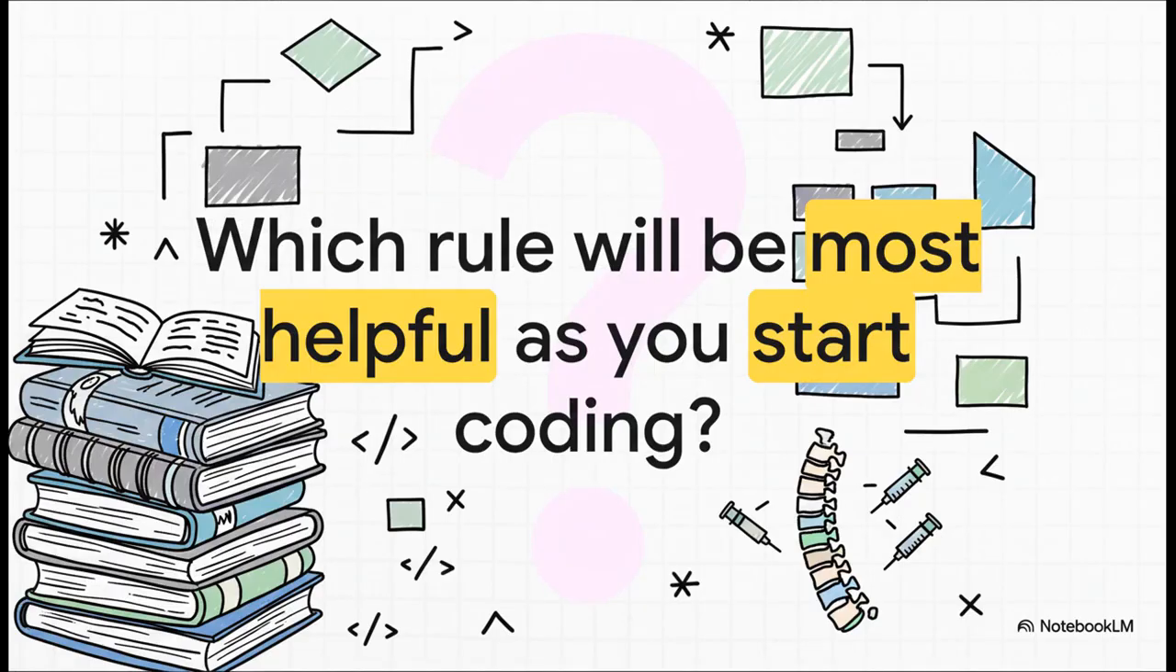So now you've got the toolkit, and I want you to think about this. As you start practicing and looking at coding scenarios, which one of these rules is going to be your go-to? Which one just had that aha moment for you and cleared up the biggest confusion? Seriously, having this framework is going to make you a sharper, more accurate, and way more confident coder right from day one. You've got this.